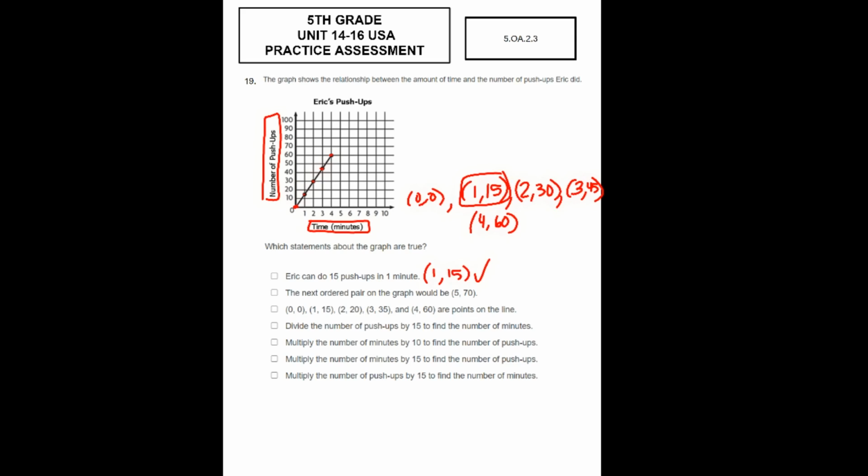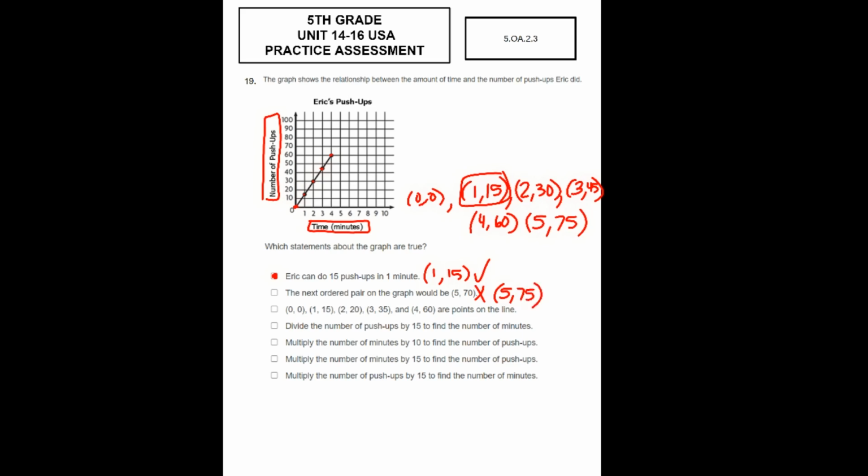So let's look at the next one. It says the next ordered pair on the graph would be 5, 70. So if every minute he does 15 push-ups, then we would just add 15 push-ups to the last point that we had here. So we were at 4, 60. The next one would be 5, what? What's 60 plus 15? That'd be 75. So no, it wouldn't be 70. It would be 5, 75. Close, but not true.